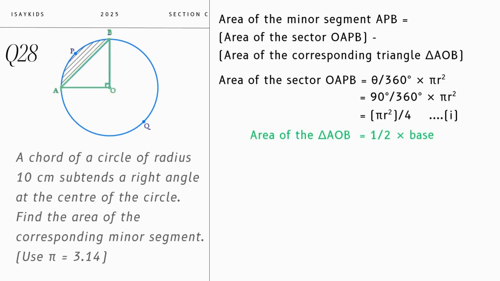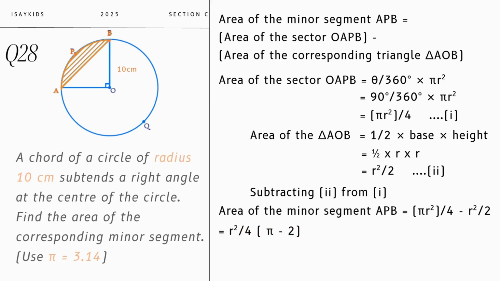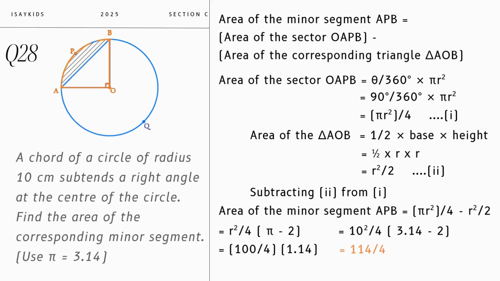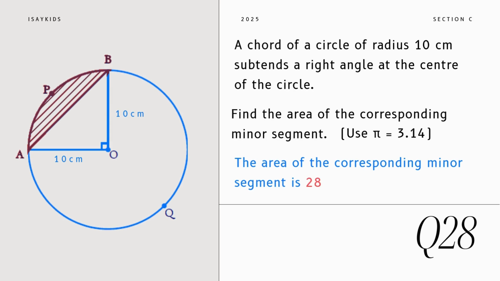Area of triangle AOB would be half into base into height. Now, base and height both are equal to the radius. So, r square upon 2. Subtracting 2 from 1, we get area of the minor segment APB equal to pi r square by 4 minus r square upon 2. Taking r square by 4 common and substituting the values of r as 10 and pi as 3.14, we get area of the minor segment as 28.5 centimeters squared. Thus, the area of the corresponding minor segment is 28.5 centimeters squared.